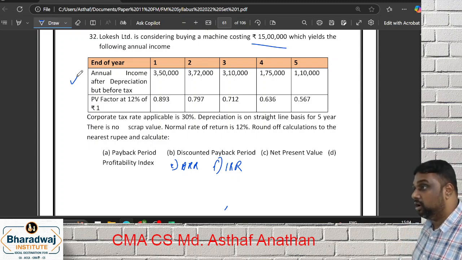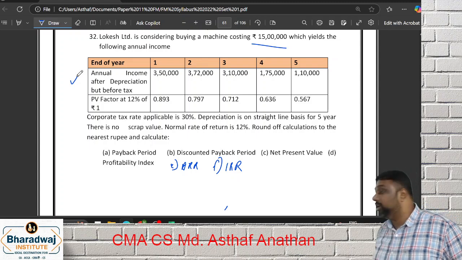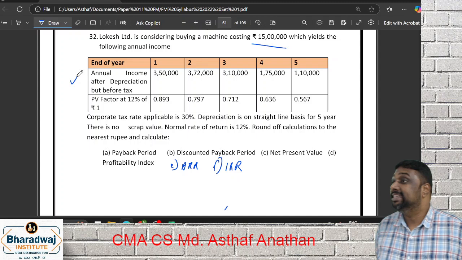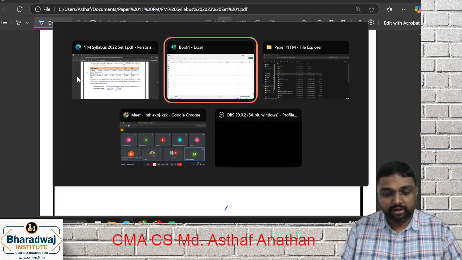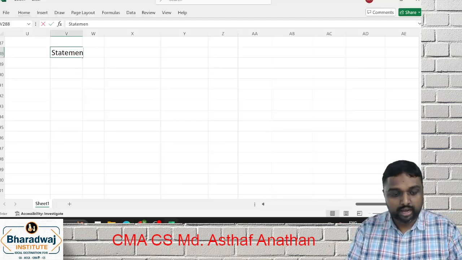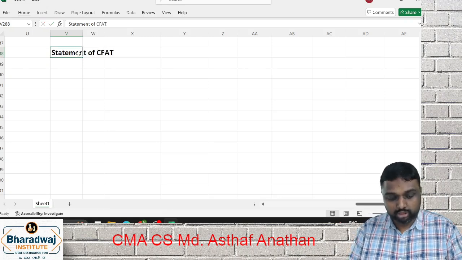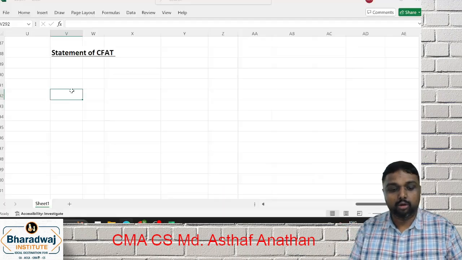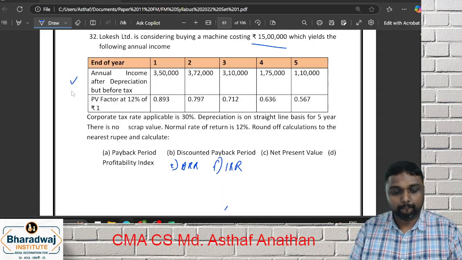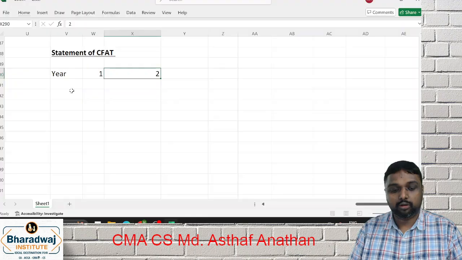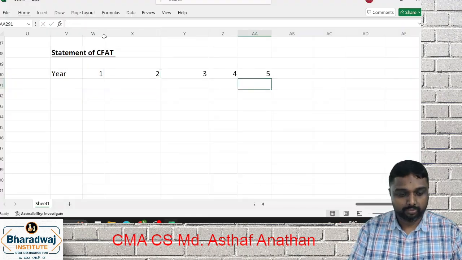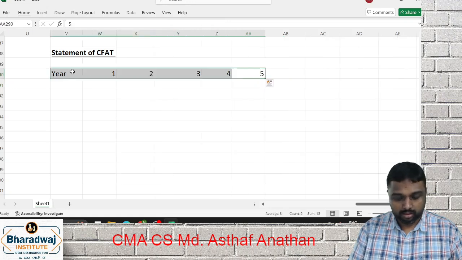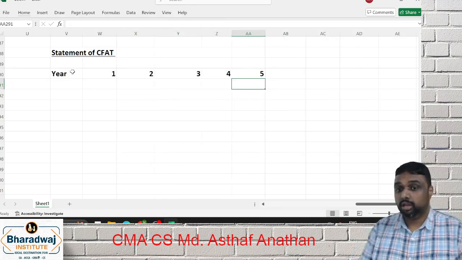In the class we did only 4, but in one question we want to learn everything. So we'll do ARR and IRR also. Are you ready, friends? So first we have to prepare CFAT. So we have to go for the statement of CFAT. One question, and you will be able to recall all the points, my dear friends. So year, how many years? 1, 2, 3, 4, 5.